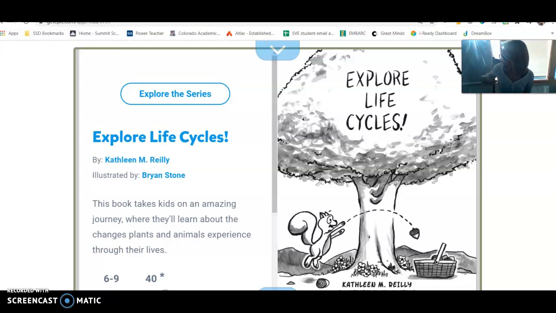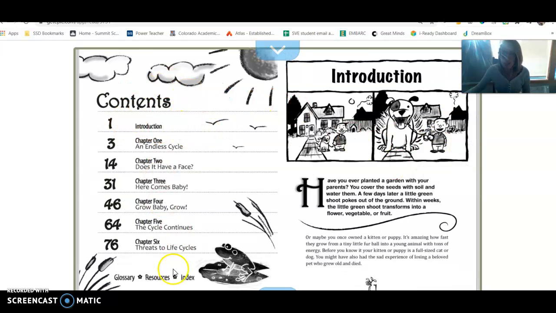Okay, throughout our life cycles unit, which is for the next several weeks, we're going to be using this book right here, Explore Life Cycles. Now the best part is that this book is on Epic, so we all have access to it. So I'm just going to read the little bit of introduction here so that we can get familiar with this book. Here is our table of contents.